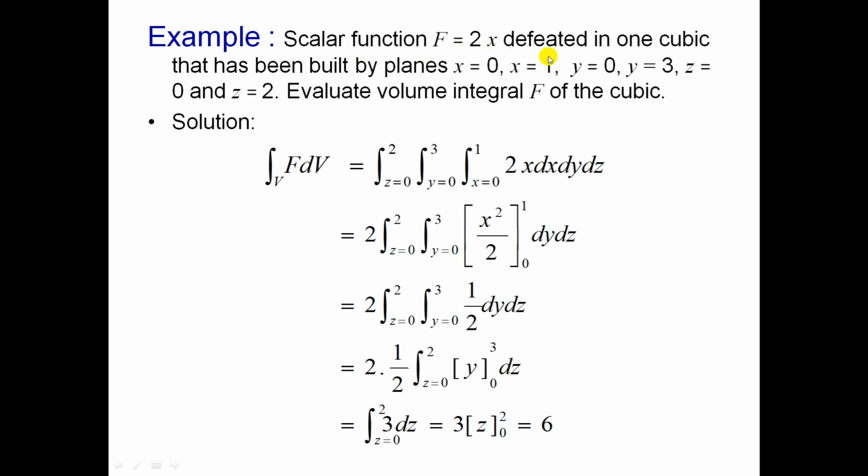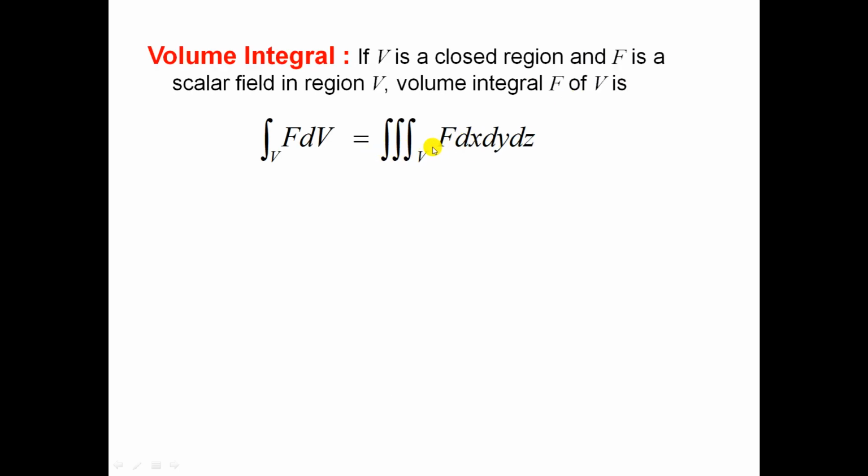Scalar function f is equal to 2x defined in a cuboid that has been bounded by planes x equal to 0, x equal to 1, y equal to 0, y equal to 3, z equal to 0 and z equal to 2. Evaluate the volume integral of f over the cuboid. So they have given the function, they have given the boundary conditions, so we have to find the work done or line integral. So solution: integration along V of f dV. So here the cuboid is bounded by x, y, z, they have given the boundary conditions. So by using this we solve the example.